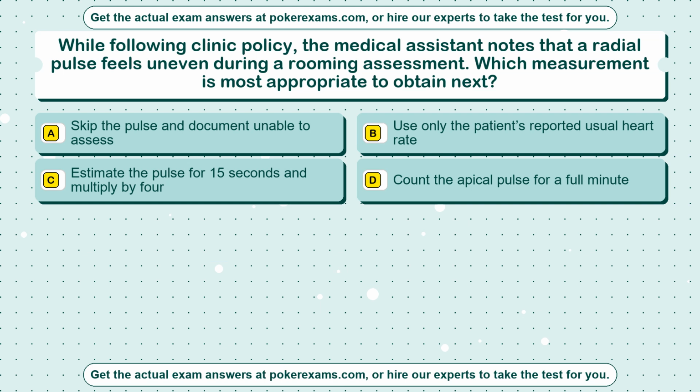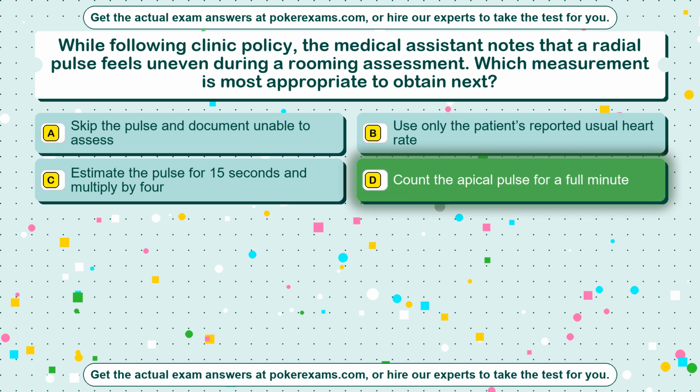Question 1. While following clinic policy, the medical assistant notes that a radial pulse feels uneven during a rooming assessment. Which measurement is most appropriate to obtain next? Option A. Skip the pulse and document unable to assess. Option B. Use only the patient's reported usual heart rate. Option C. Estimate the pulse for 15 seconds and multiply by 4. Option D. Count the apical pulse for a full minute.